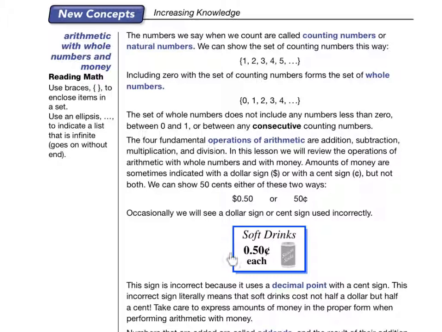And sometimes we'll see a sign like this, but this is incorrect. This is how you shouldn't do it. 0.50 cents is not correct. It's 50 cents or $0.50. You can't have a decimal point with a cent sign. All right, let's move on. And you want to write that down. You cannot have a decimal point with a cent sign.